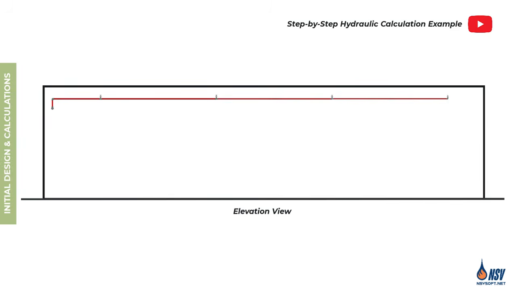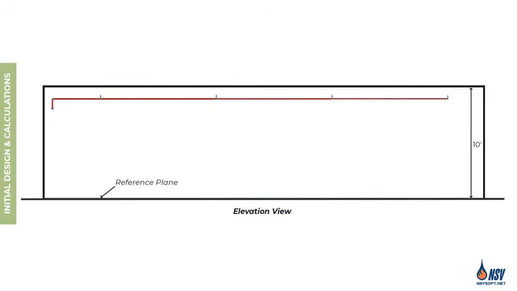In this example, we set the floor elevation as our reference plane. Since the building ceiling height is 10 feet and the sprinklers are installed 1 foot below the ceiling, the elevation of nodes 101 to 113 will be 9 feet. As the sprinklers are installed directly on the branch line and the cross main is connected to the branch line through a 1-foot riser nipple, the elevation of the nodes on the cross main will be 8 feet.